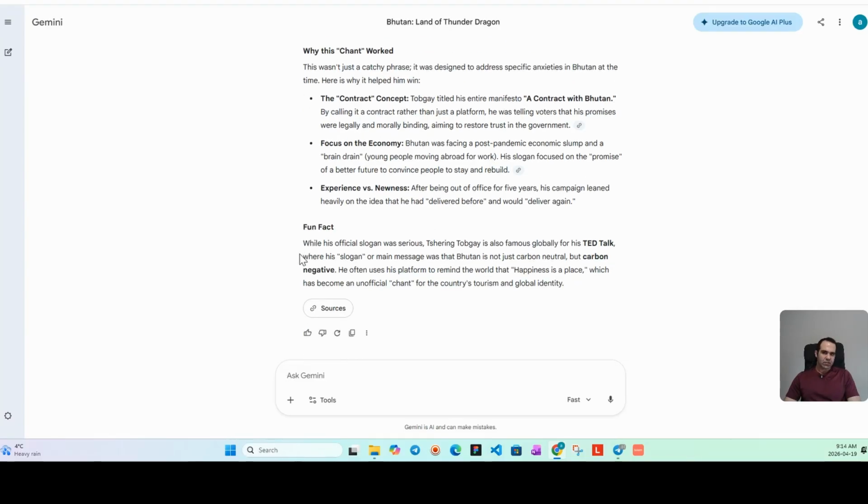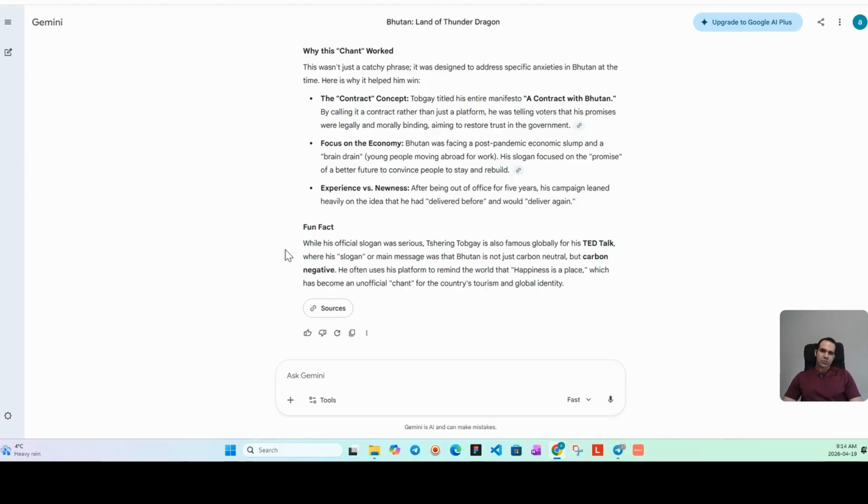Fun fact, while his official slogan was serious, Tshering Tobgay is also famous globally for his TED Talk, where his main message was that Bhutan is not just carbon neutral but carbon negative. He often uses his platform to remind the world that happiness is a place, which has become an unofficial chant for the country's tourism and global identity.